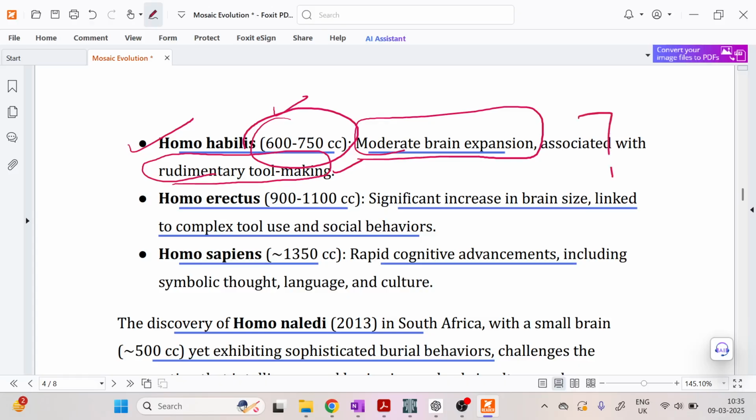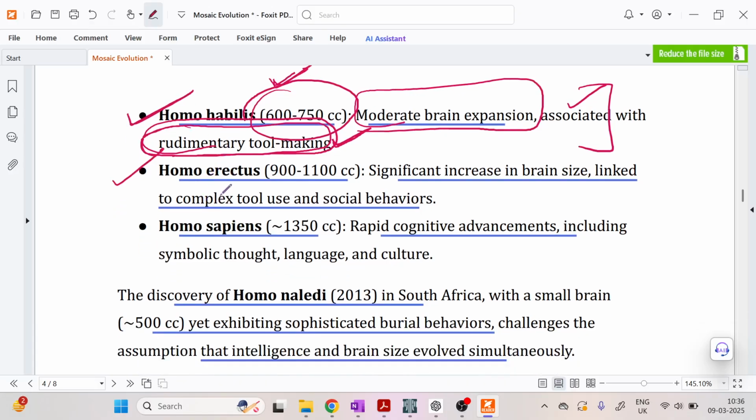So again, you can see the play of environmental pressure, because the environment needed those species with a certain brain structure that can make tools that can modify their proximate environment. And this modification, this exploitation of environment, helped the Homo habilis to survive that time, and that's how they came to evolve into Homo erectus.